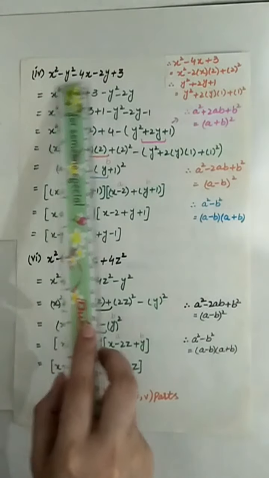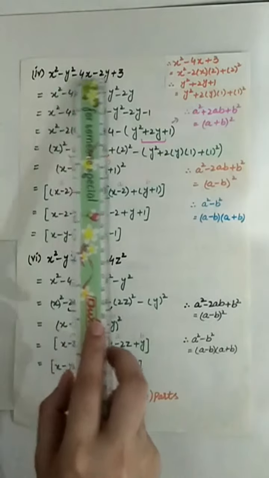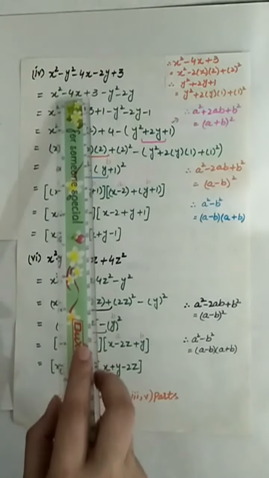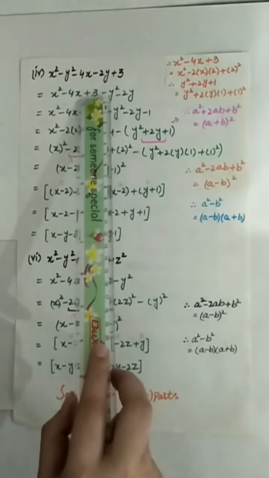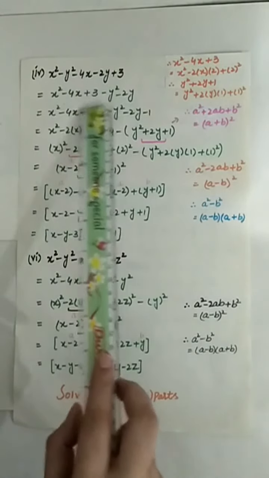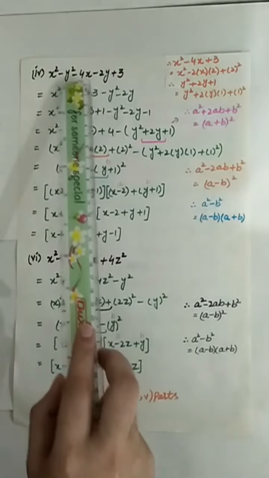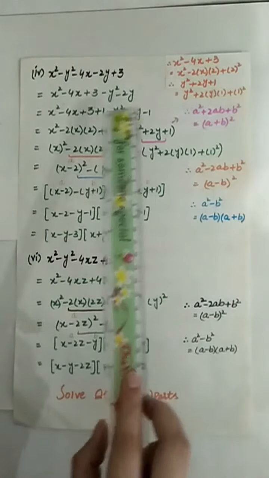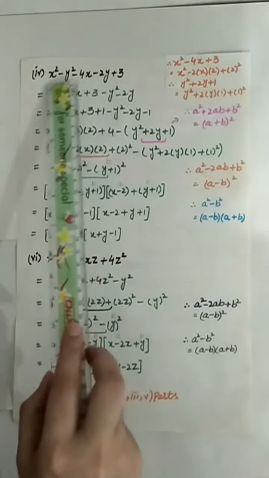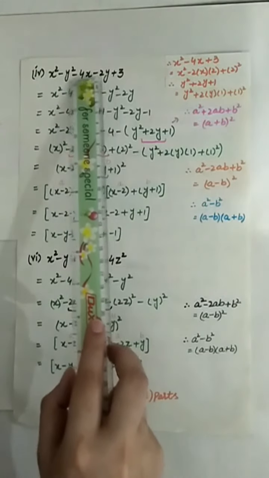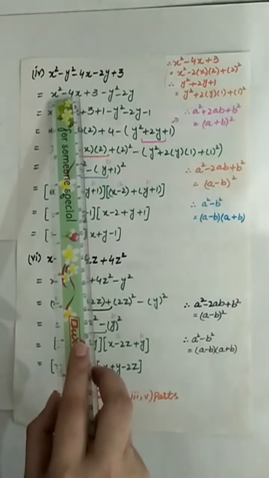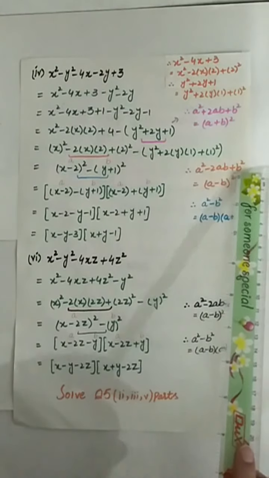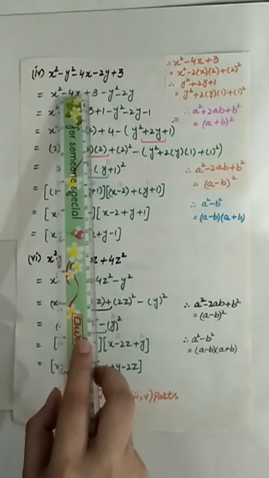First we will arrange this expression as x square minus 4x plus 3 to complete the formula for the variable x. We require here the three terms to complete this formula, and then minus y square minus 2y. First we will complete the formula for the variable x here, and we will check this according to this formula of a square minus 2ab plus b square, because here there is a negative sign.